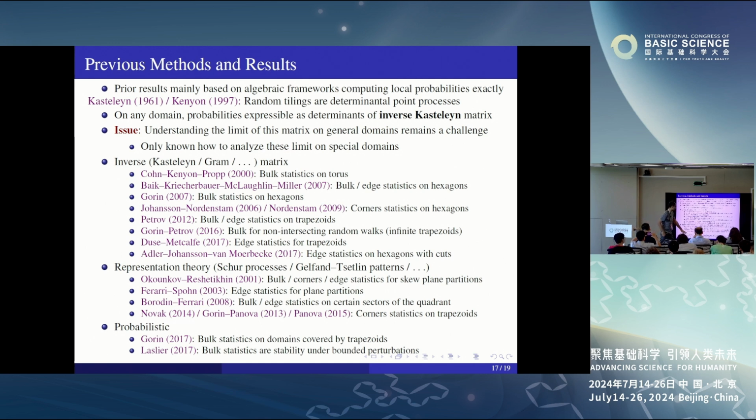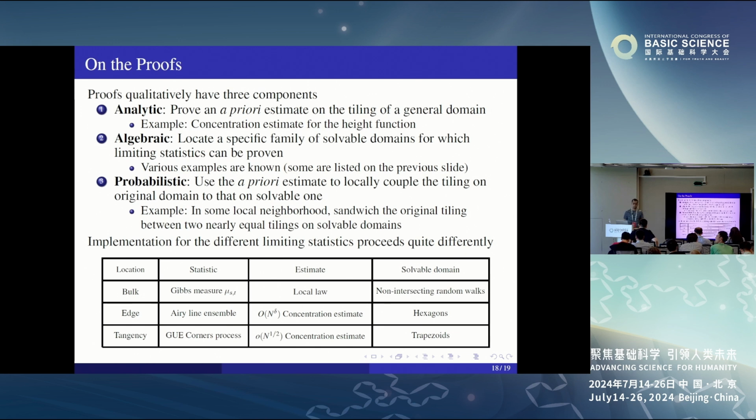And then Laslier also showed that these bulk statistics are stable under perturbation. So if I remove one tile from the boundary, making some microscopic dent, that doesn't change the local statistics. Broadly speaking, maybe one limitation of these techniques is that they handled one domain or one class of domains at a time. So maybe an advantage of the present results is that they were able to prove the results for arbitrary domains simultaneously.